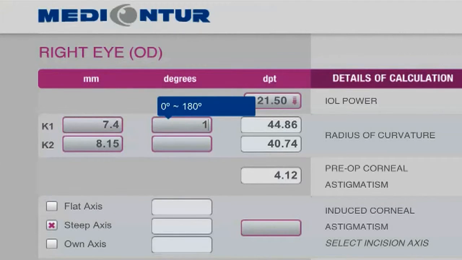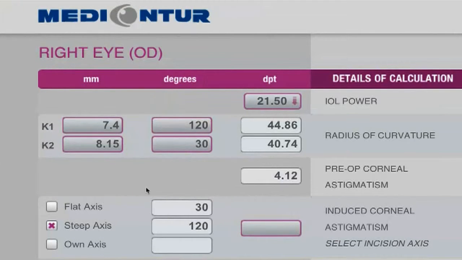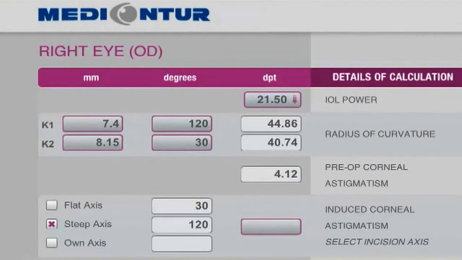While entering the degrees of the axis, the second degree is automatically calculated with an exact difference of 90 degrees to once again make the data capturing easier and faster. MetaContour highly recommends making the incision along the steep axis or along the flat axis because of the much more precise results you get in comparison to the free axis. Nevertheless, you have the opportunity to opt for the position of incision you are used to.